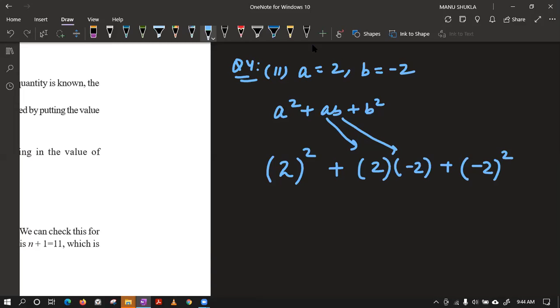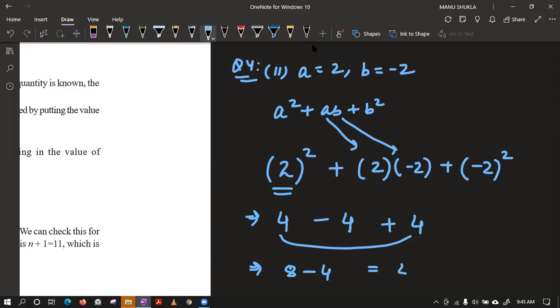Okay. Now we have to open the brackets. 2 power 2 is 4. 2 into minus 2 is minus 4. And minus 2 square is plus 4, because minus 2 into minus 2 is plus 4 only. Now we can see 4 plus 4 is 8. 8 minus 4 will give you the answer as plus 4. Correct answer.